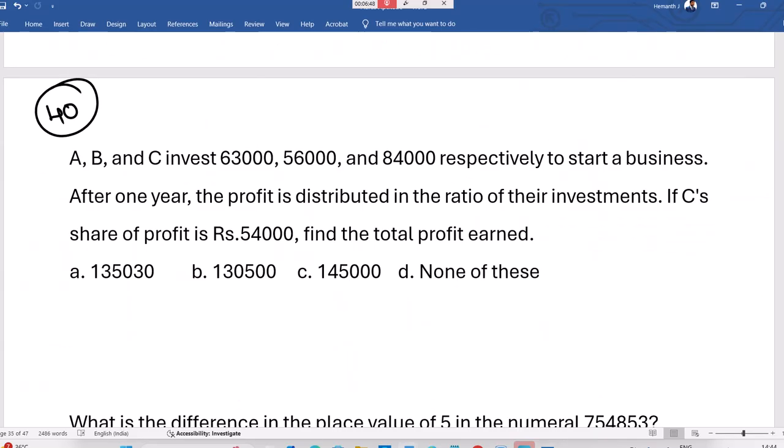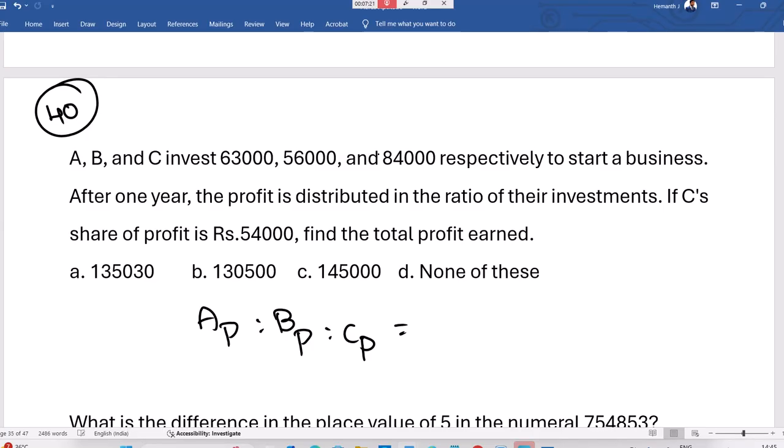A, B, C invested 63,000, 56,000, 84,000 to start a business. After 1 year, profit is distributed. If C got a 54,000 share, here timing is not given, which means it purely depends on investment. If timing is not given, the profit depends on investment, because they all started the business and were there for 1 year.